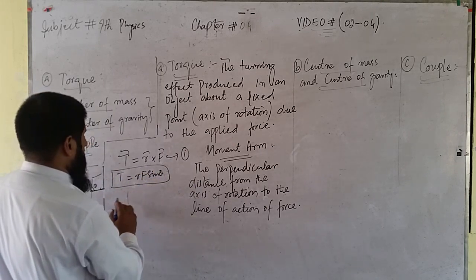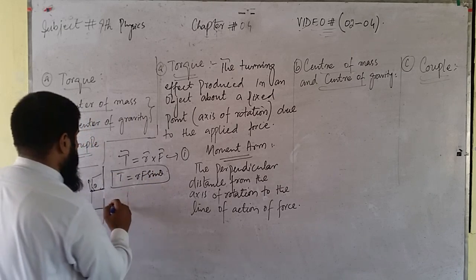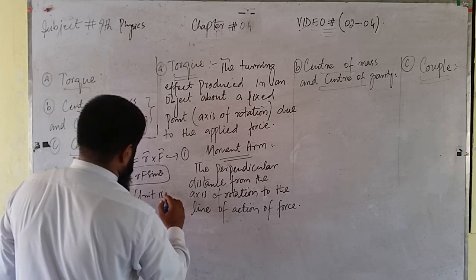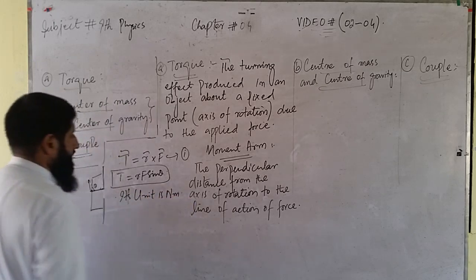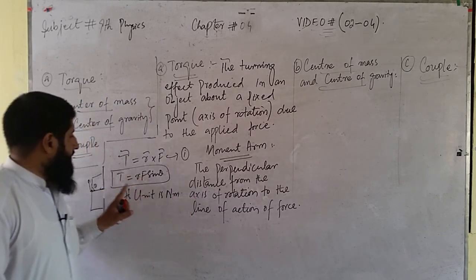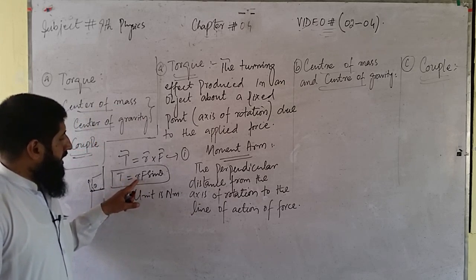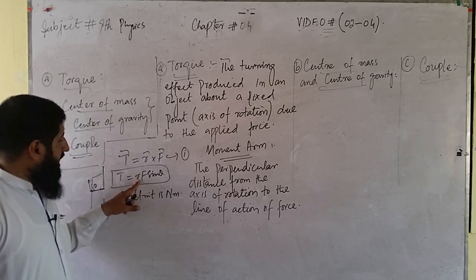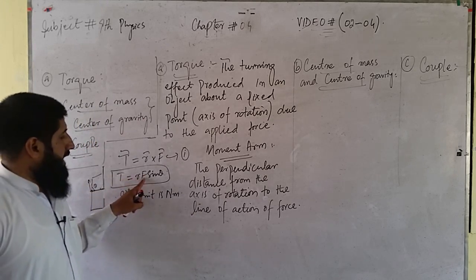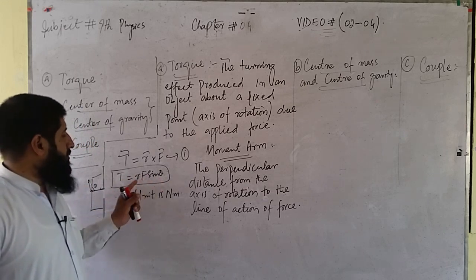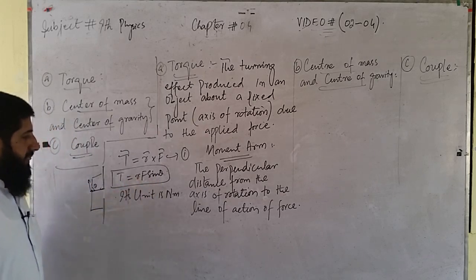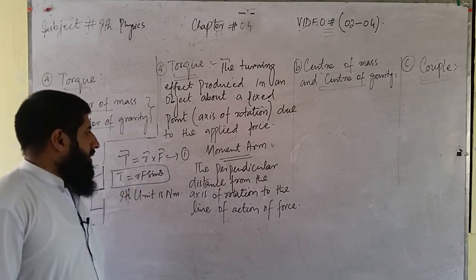Torque is a vector physical quantity, so its unit is Newton meter. It is clear from the mathematical equation that the magnitude of torque depends upon the magnitude of the moment arm, the perpendicular distance from the axis of rotation to the line of action of force, the magnitude of the applied force, and the angle between the line of action of force and the moment arm.